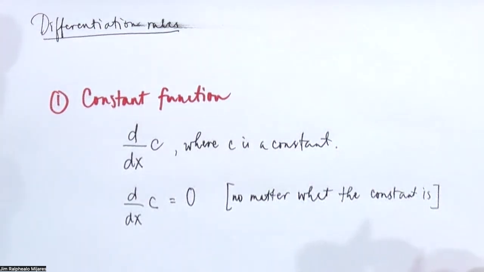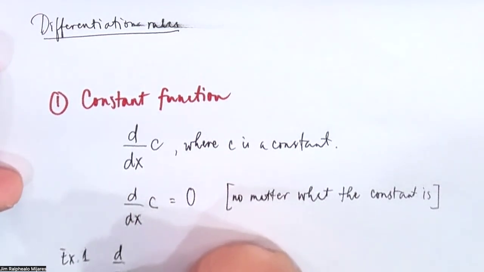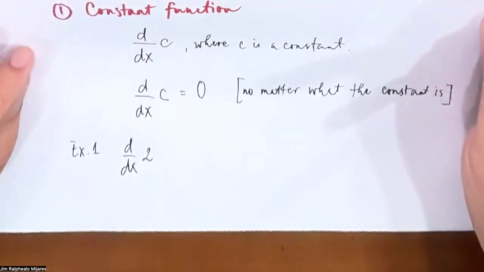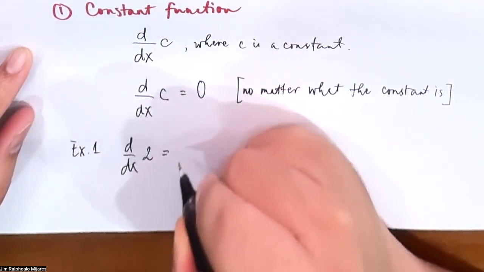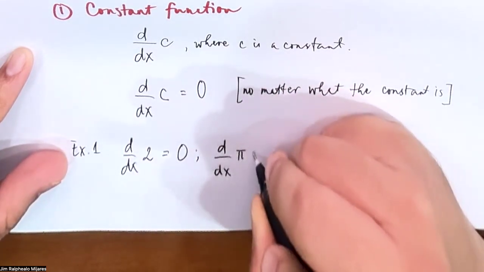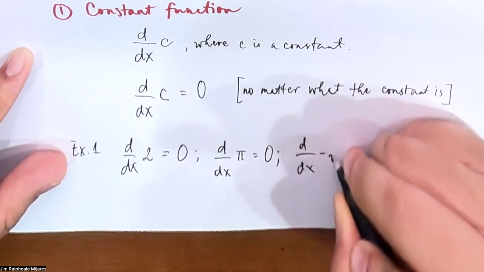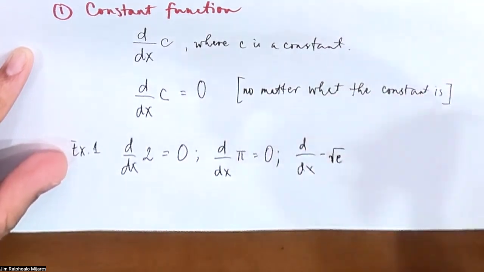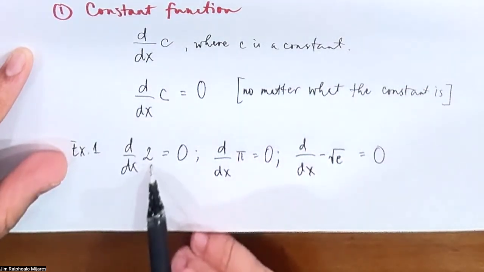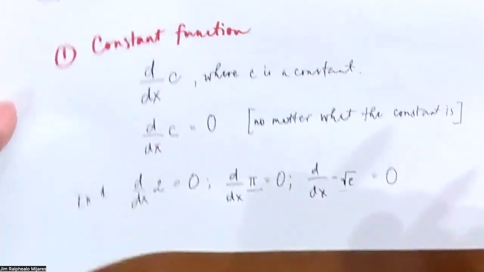Does it make sense? In this sense, for example, the derivative of say 2, the derivative of say the number 2 is equal to 0. The derivative of pi is 0. The derivative of negative square root of e, just as an example, this is equal to 0. As long as this is a constant, the derivative is 0. Okay?